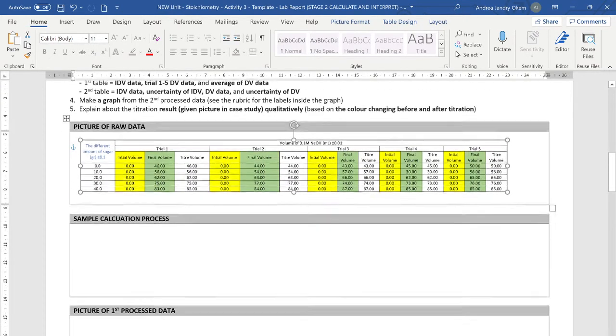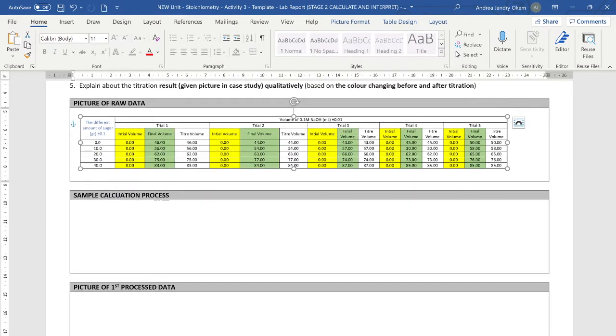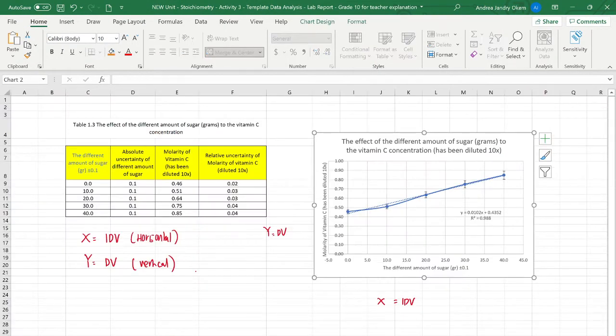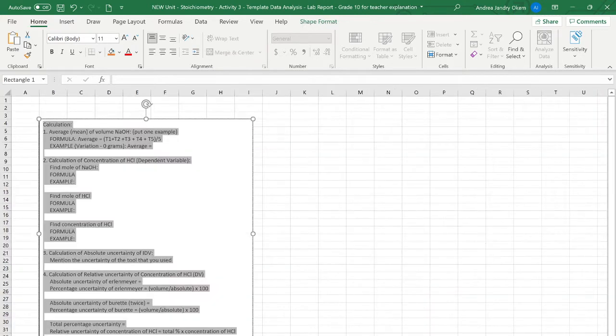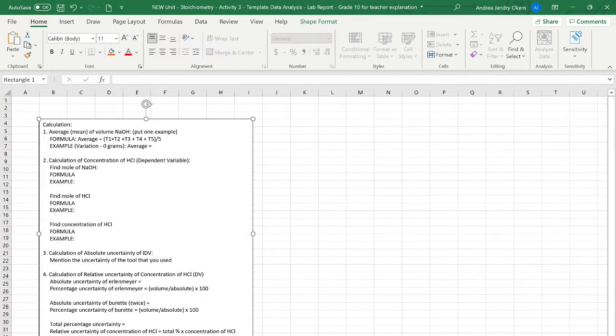Okay, the next one is sample calculation. Remember, there are 4 calculations. Just go to step number 4. There are 4 calculations that I need to see. The average: how do you calculate the average of volume and AOH? Just put one sample. I need you to put the formula and then an example. How do you find the concentration of vitamin C?